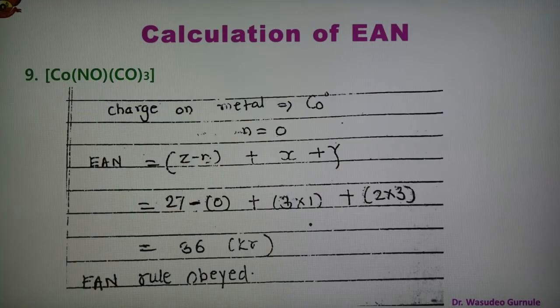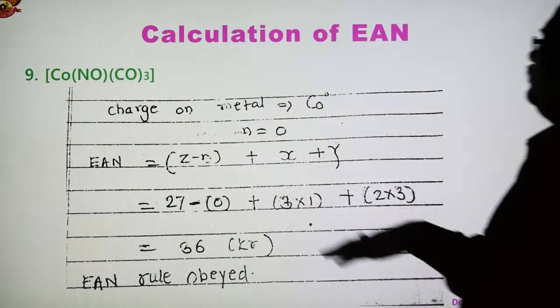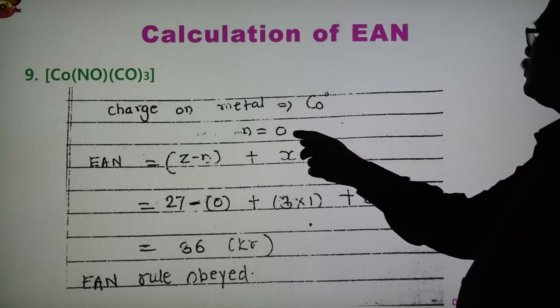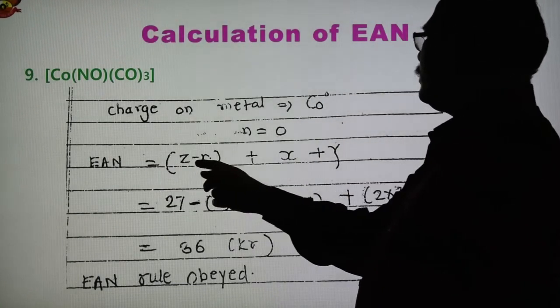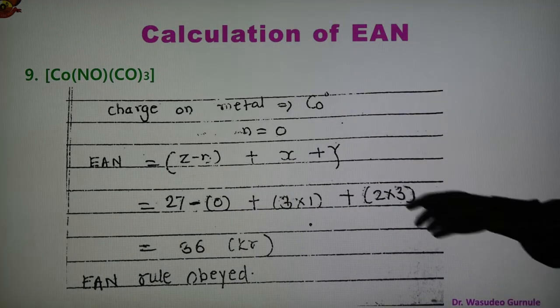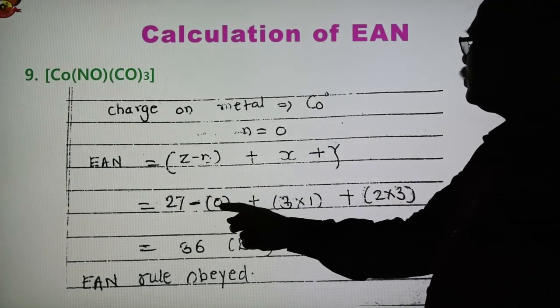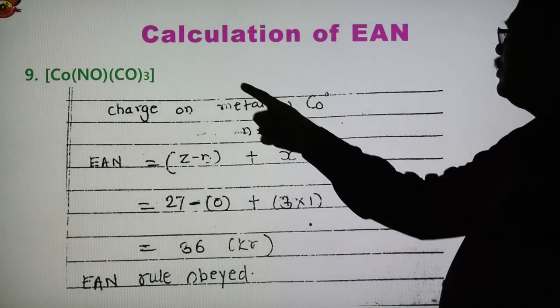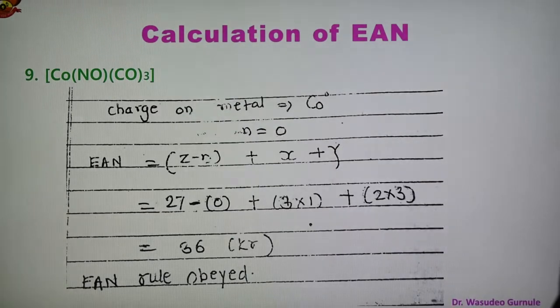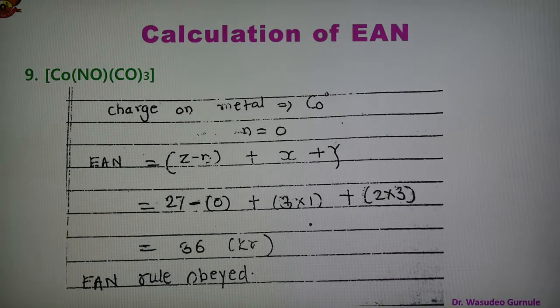And one more example is there: Co(NO)(CO)3, the cobalt metal nitrosyl. NO is 1 and CO are 3, so other ligands are 3. The charge on the metal cobalt is again 0, therefore N equals 0. EAN can be calculated by using the formula Z minus N plus X plus Y. The atomic number Z of cobalt is 27, minus 0, plus 3 into 1 for NO, and 2 into 3 for the 3 CO. Again after addition we get 36, the atomic number of krypton. Therefore again we can say that this metal nitrosyl also obeys the EAN rule.